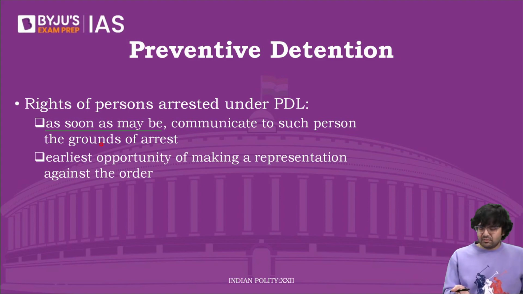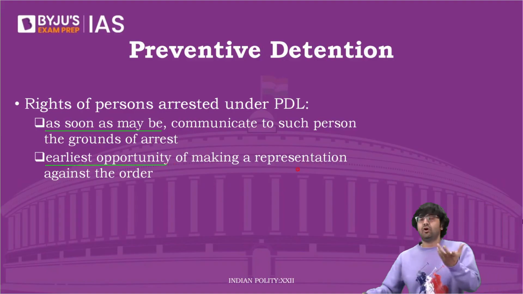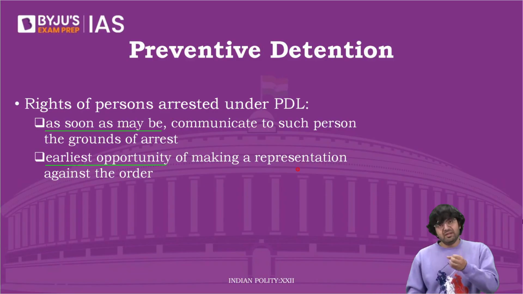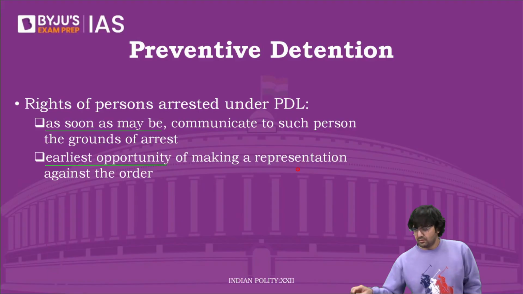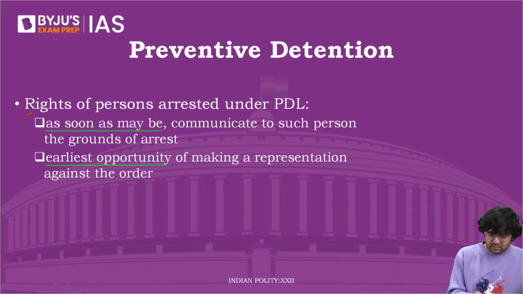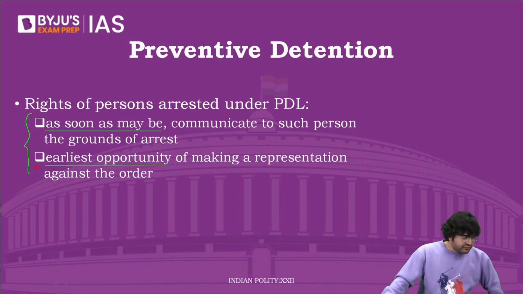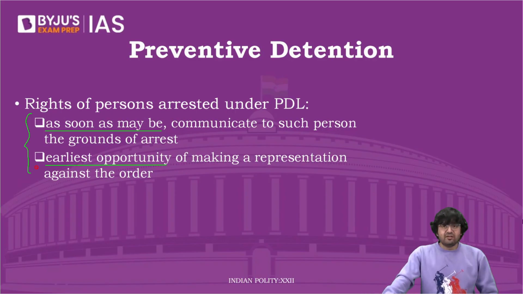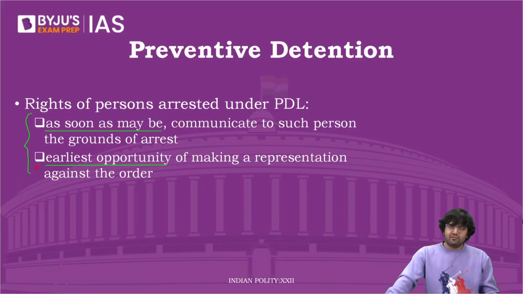So this is there. Earliest opportunity of making a representation. If you ask the police, earliest opportunity means never, right? So this is what is actually there. In fact, when you are arrested under preventive detention, the reason can be told to you. Yes, it can. But if the police feels that telling you the reason may affect public order, the police may deny telling you the reason also. So you can be jailed for 3 months at least without being told any reason, right?